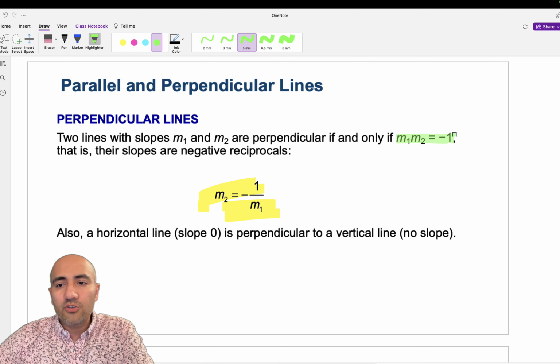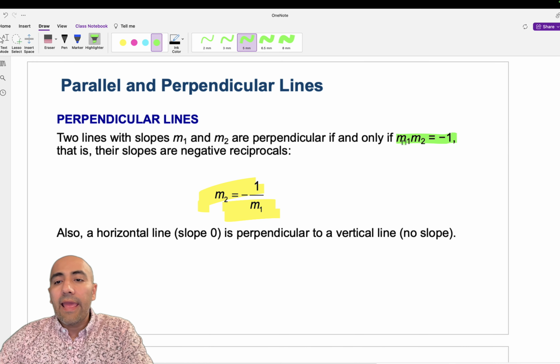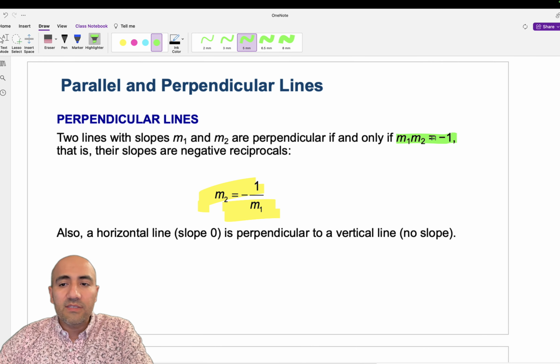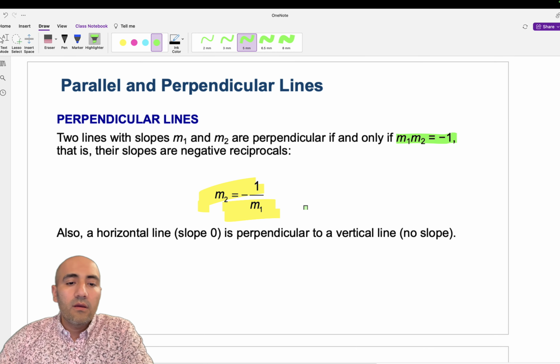So I really like to push this now. When you multiply their slopes, the answer is -1, right? So these two are equal to each other. If you just divide both sides of this equal sign by m sub 1, you get to this equation. So they're both the same. It's just, I think, a little easier to remember this. Two lines are perpendicular if when you multiply their slopes, the answer is -1.